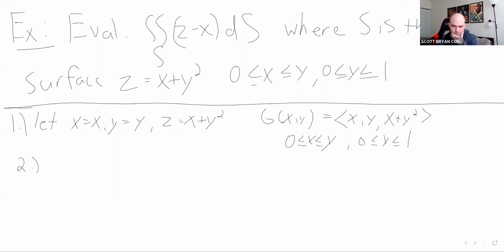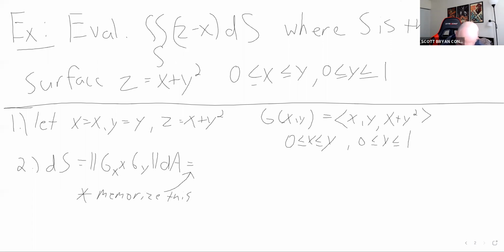So step 2, our dS is going to be our magnitude of g_x cross g_y dA. And here's a shortcut for graphs of functions. Honestly, it's not that bad to actually calculate it, unlike the spherical one. This one is relatively quick to calculate, but it still saves some time, and it's nice to remember, to memorize this.